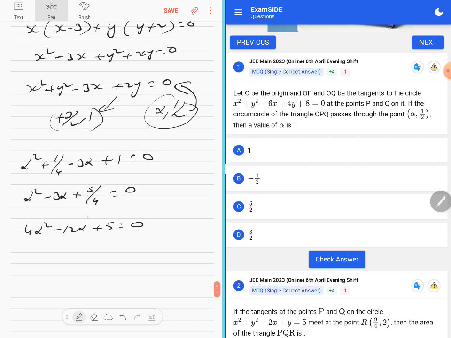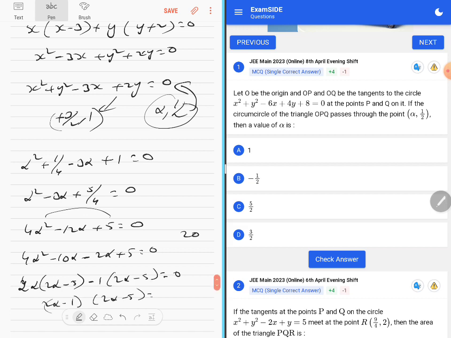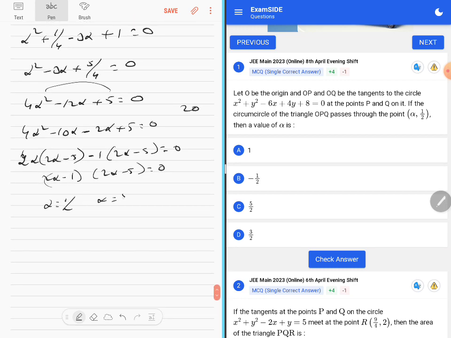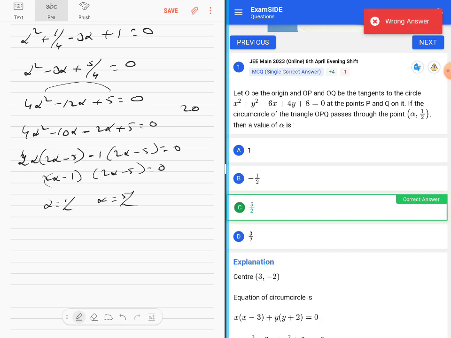Now we are trying to find alpha. 5 fours are 20, you should get 12: 10 twos are 20. So 4 alpha square minus 10 alpha minus 2 alpha plus 5 equals 0. From this, 2 alpha into (2 alpha minus 5) minus 1 into (2 alpha minus 5), so (2 alpha minus 1)(2 alpha minus 5) equals 0. So alpha equals 1 by 2 or alpha equals 5 by 2, and you have option C. So option C is the right answer. Superb, so let's go to the next question.